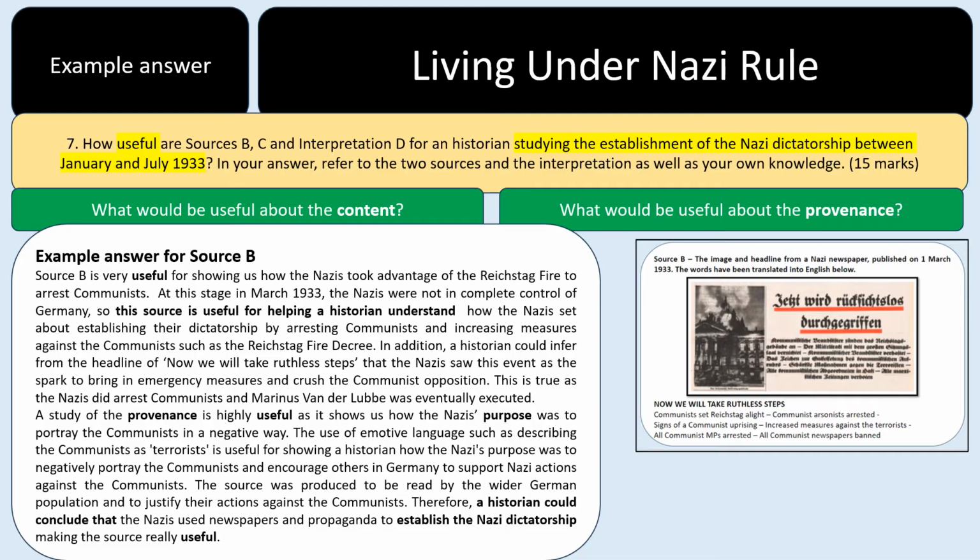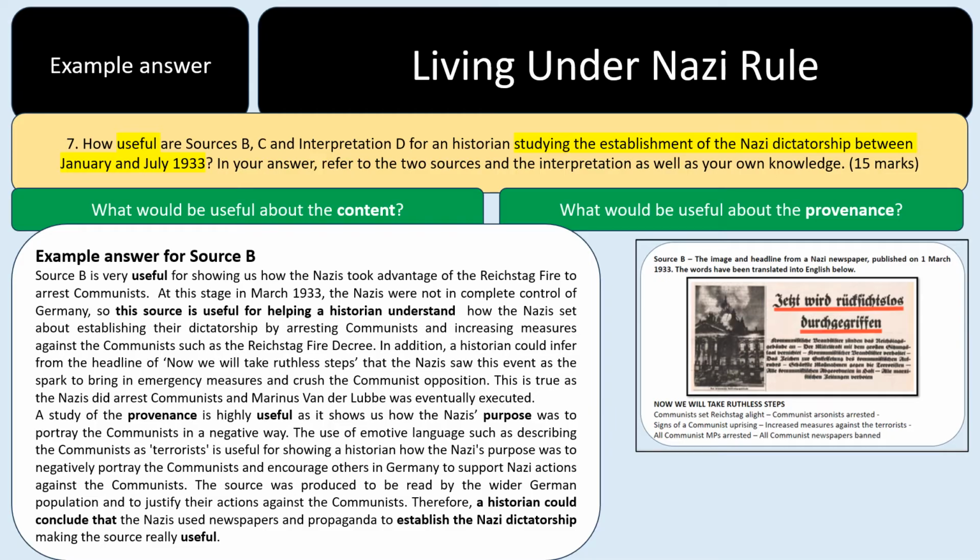So, source B is very useful for showing us how the Nazis took advantage of the Reichstag fire to arrest communists. At this stage, in March 1933, the Nazis were not in complete control of Germany, so this source is useful for helping a historian understand how the Nazis set about establishing their dictatorship by arresting communists and increasing measures against the communists, such as the Reichstag fire decree.